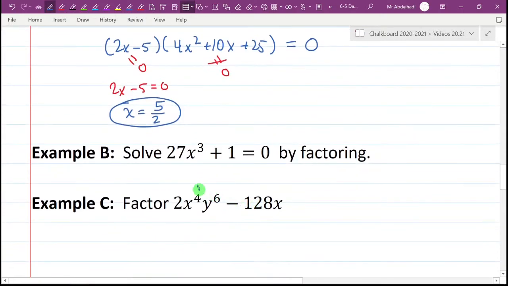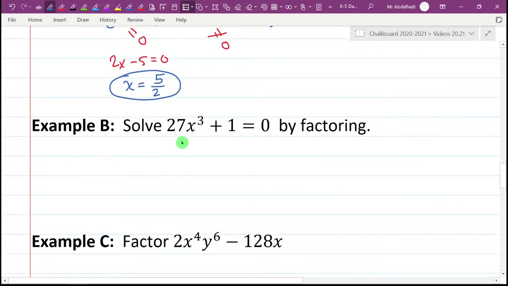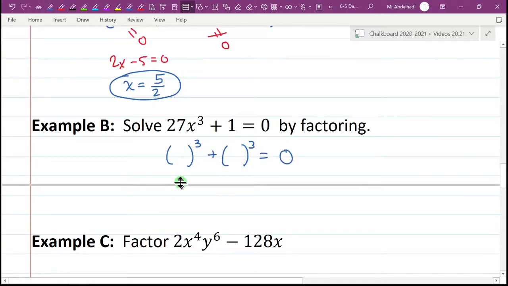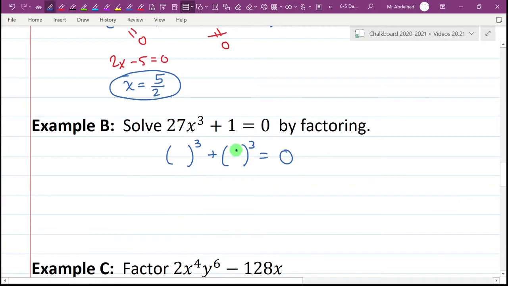All right, let's try another one. Is this a difference or sum of cubes? Well, let's see. Is it something cubed plus something cubed? And the answer is yes, it is. First of all, the one over here, 1 cubed is 1. So that's easy. 1 is its own cube root.